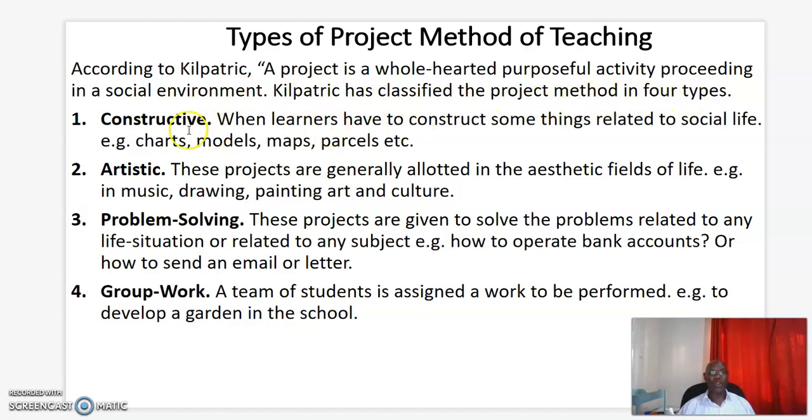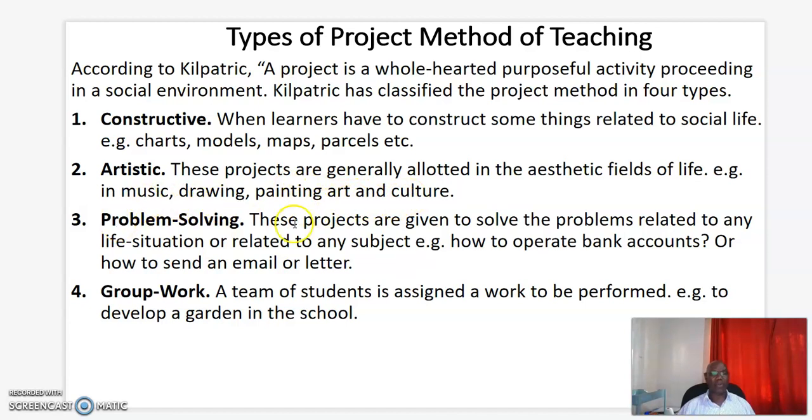1, constructive. This is when learners have to construct some things related to social life. For example, charts, models, maps, puzzles, etc. Number 2, artistic. These projects are generally allotted in the aesthetic fields of life. For example, in music, drawing, painting, art, and culture.